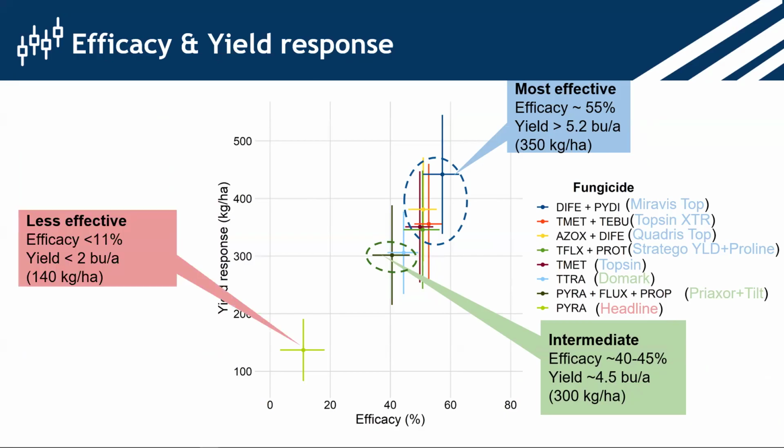And then here on the left in the bottom corner, less than 11% efficacy and less than 2 bushel per acre response. This is Headline. Similarly, a Quadris, essentially, or a generic azoxystrobin product would also fall right on top of this. And so that would be a number 11 when you look at your fungicide group on your label.